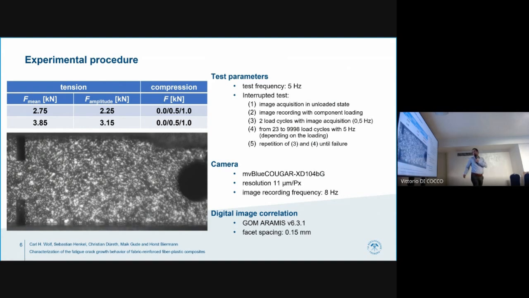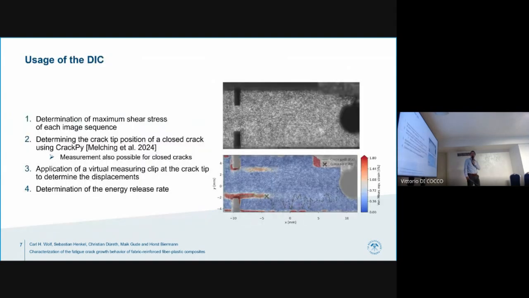At the front, we have a blue camera with a resolution of 11 microns per pixel. And afterwards, we perform digital image correlation with GOM ARAMIS. The digital image correlation was used for different things. In the first step, we determined the maximum shear stress in this area. And afterwards, we determined the position of the crack tip of the closed crack using CrackPy.